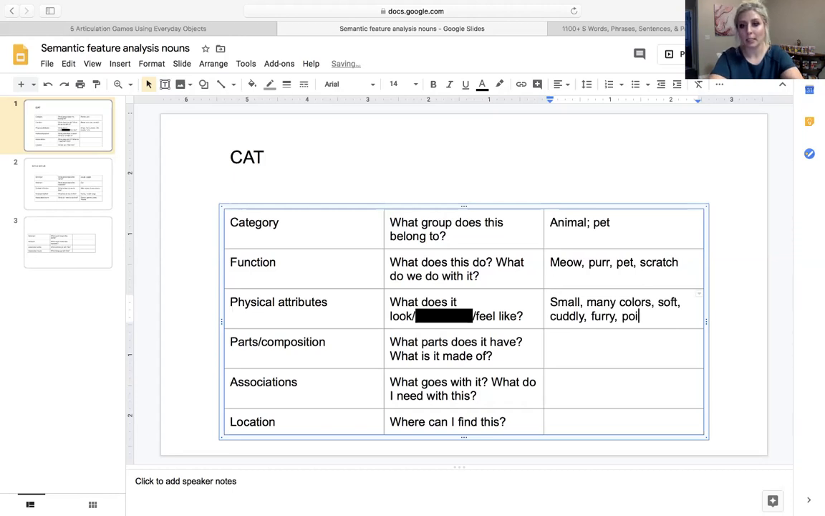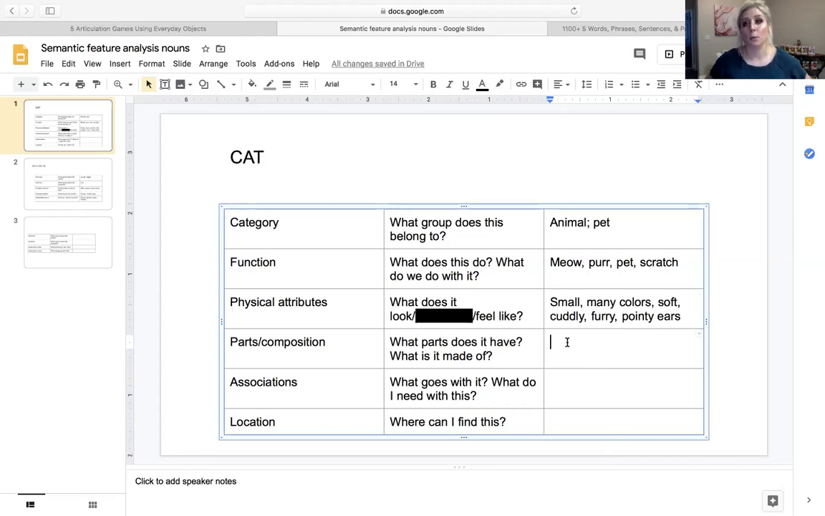They have pointy ears. Anything you can think of, really. Kids usually need a lot of cueing and a lot of help naming different parts. That's part of the language disorder. It's hard to describe things with lots of descriptors. And that could be a function of low vocabulary.